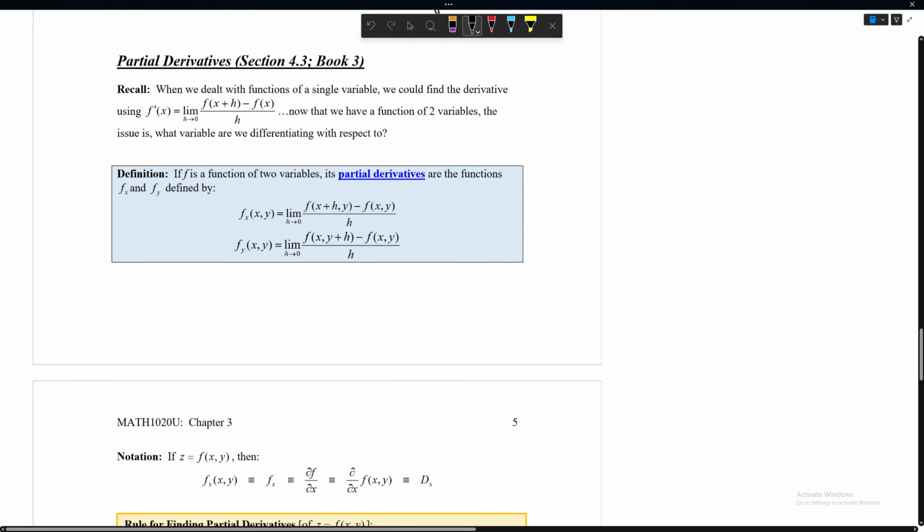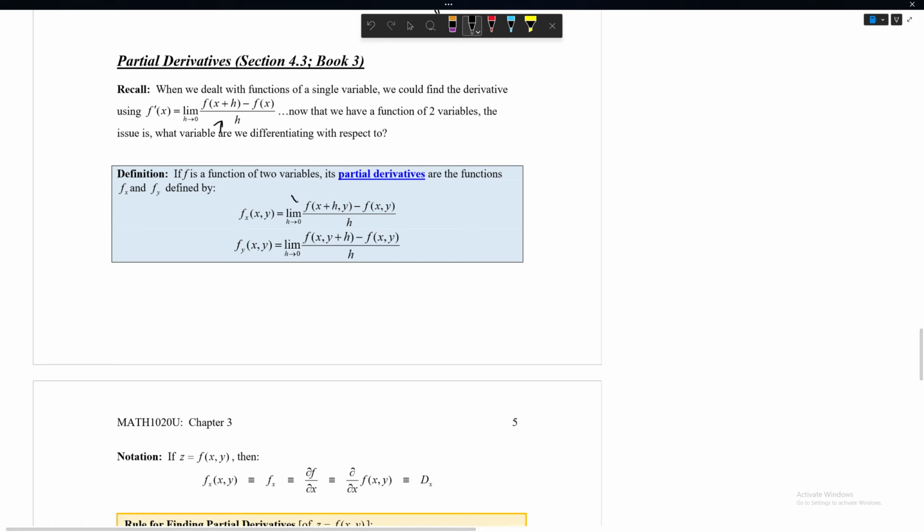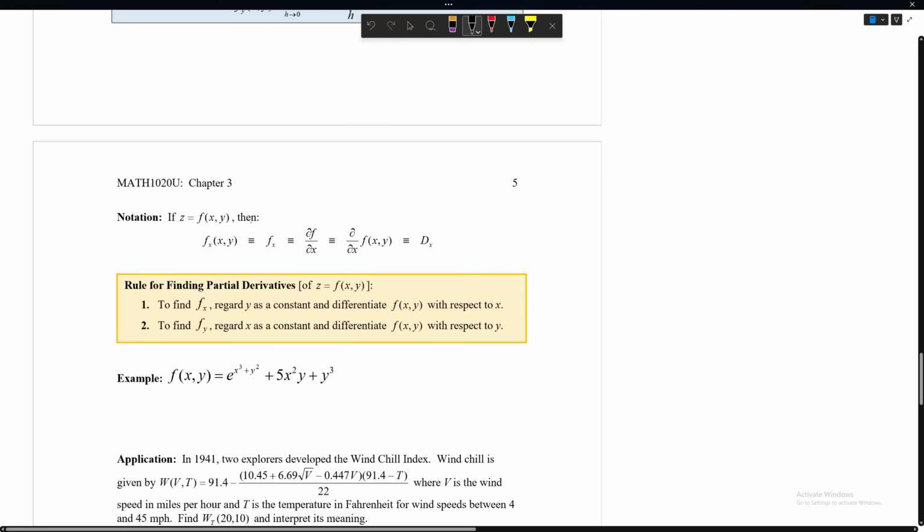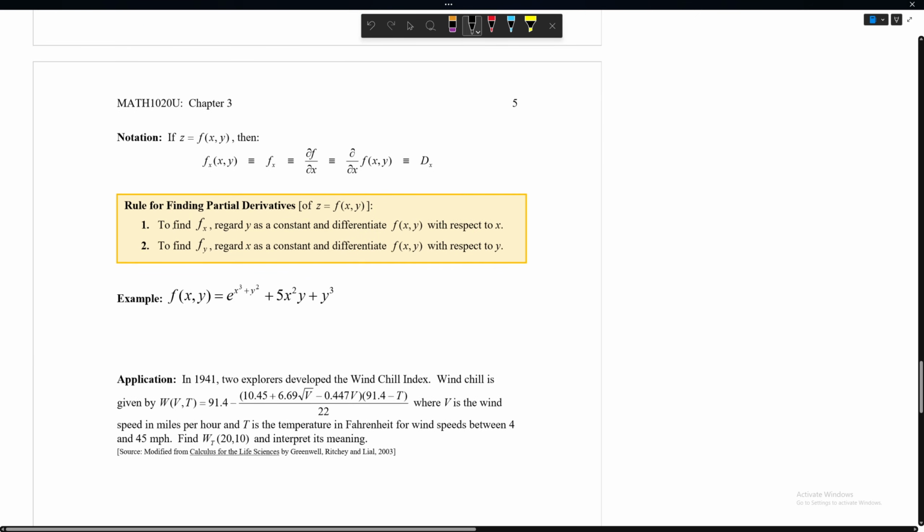This is partial derivatives. They're teaching you the first principle of partial derivatives. You don't need to know this, so don't worry too much about it. We'll go into the quicker derivatives. So if z equals f of x, then this and this and this. What does this mean?